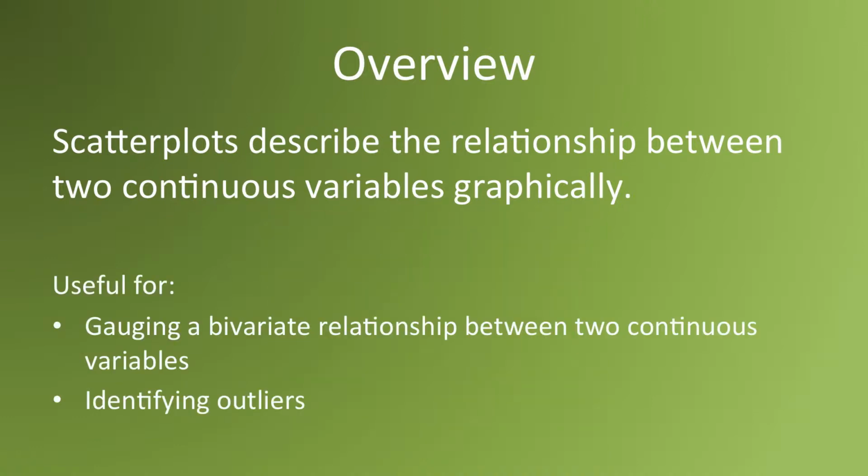Scatter plots are useful for gauging a bivariate relationship between two continuous variables. And they're also useful for identifying outliers. Outliers are extreme values or extreme combinations of these two variables.